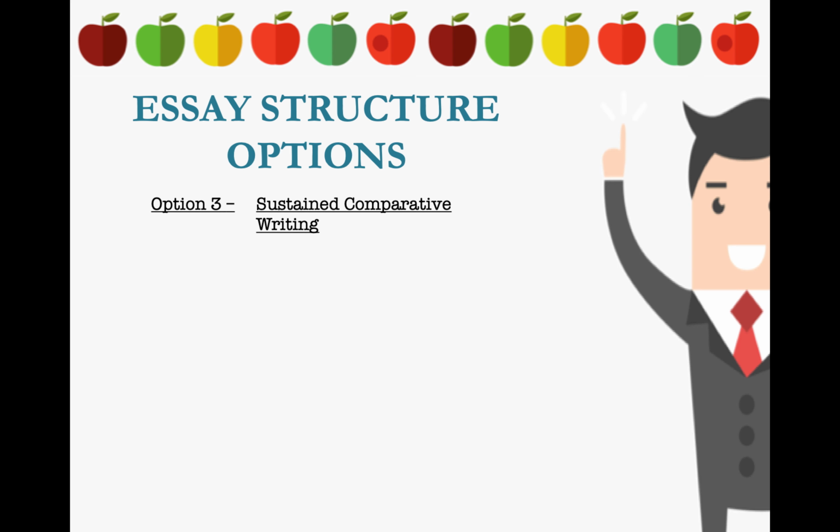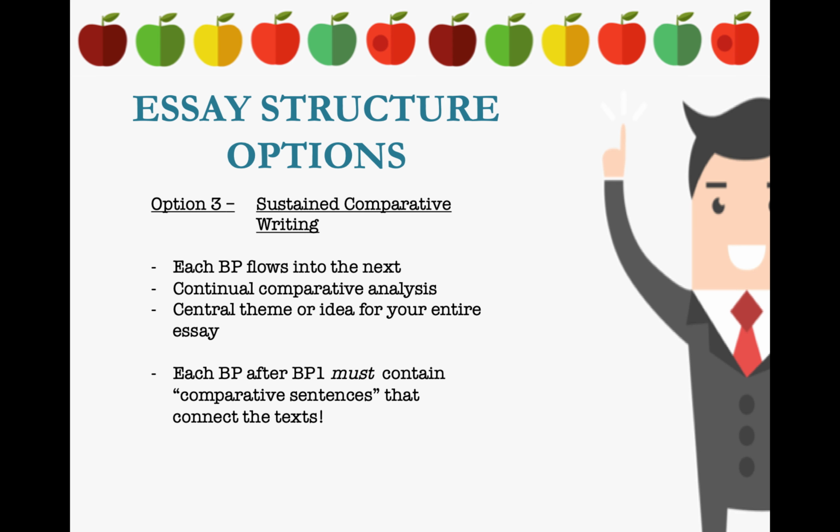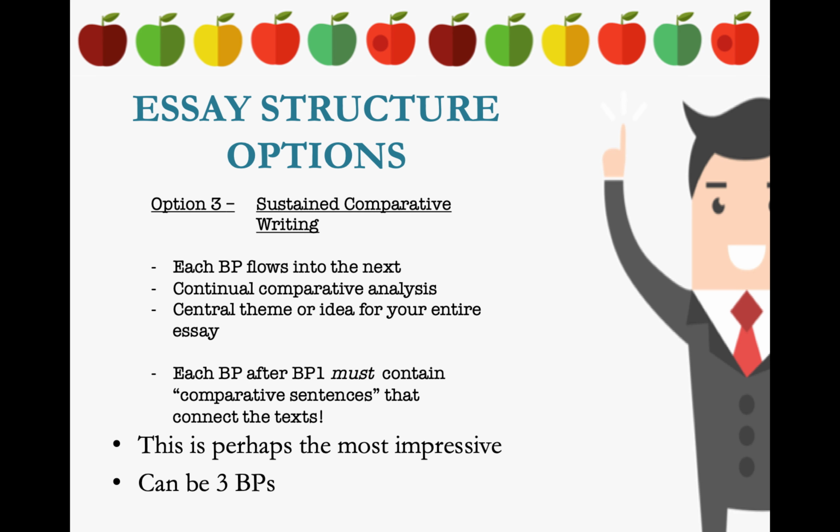The third option is what we call a sustained comparative essay. And this is where each body paragraph flows into the next. There's continual comparisons and comparative analysis, and for that reason, every essay will have a sort of central theme or idea that runs through the entire essay. Each body paragraph after the first must contain comparative sentences that connect the texts, and we say that this is probably the most impressive because you have a really nicely flowing essay by the time you finish, and it can just be 3 body paragraphs long, which will save you some time as well.